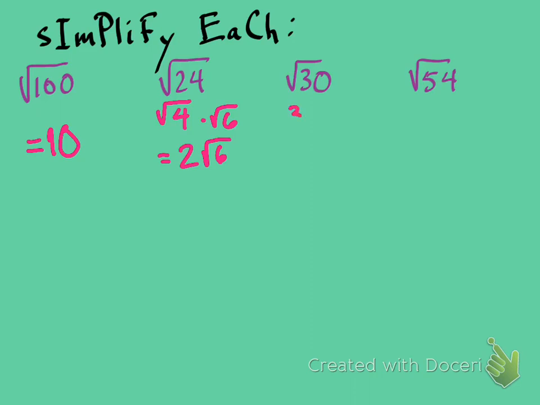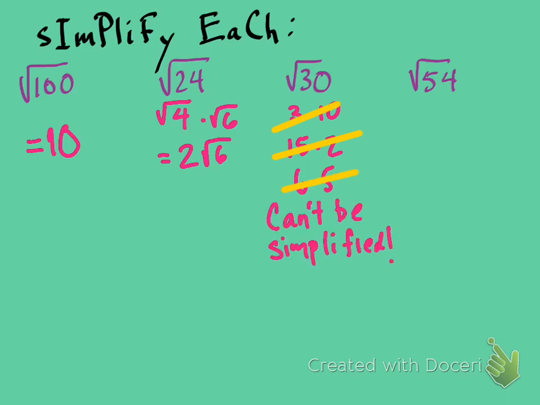What about 30? Square root of 30, you could try 3 times 10 or 15 times 2, but those aren't perfect squares, so you wouldn't use those. What about 6 times 5? Nope, neither one of those numbers are perfect squares. This means that the square root of 30 cannot be simplified. 30 has no factors that are perfect squares, okay?